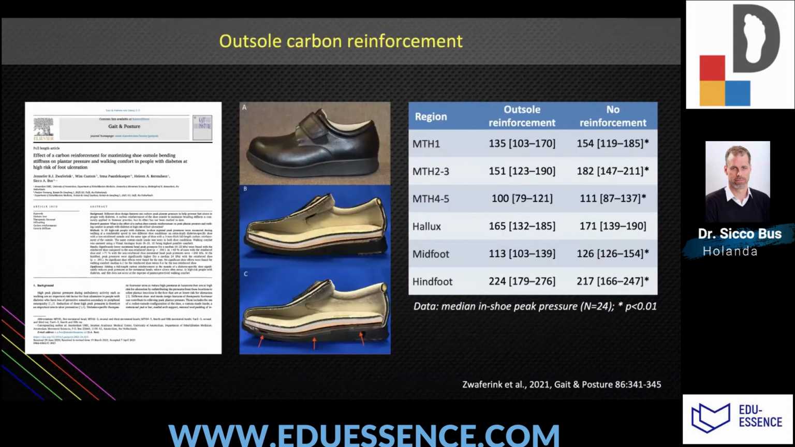We just got a paper published on the pressure-relieving effect of a full-length carbon reinforcement in the shoe outsole, as you can see in the middle picture, which maximizes bending stiffness and functions to limit the metatarsophalangeal joint dorsiflexion, and with that, it aims to reduce forefoot pressure. And that is what we found in this study in a group of 24 patients, where at the metatarsal heads, as you see in the table, the pressures with the outsole reinforcement were about 10 to 15% lower compared to wearing this exact same shoe without an outsole reinforcement.